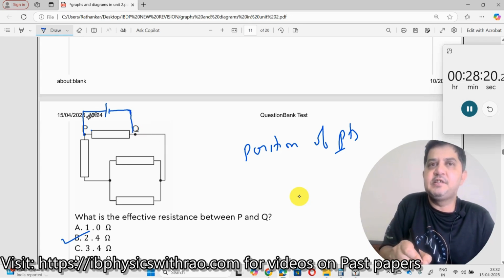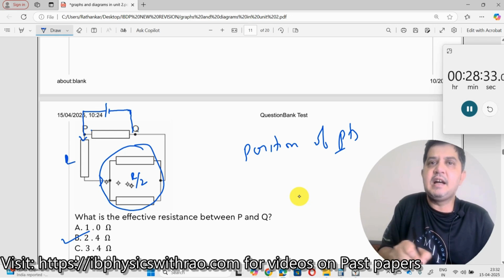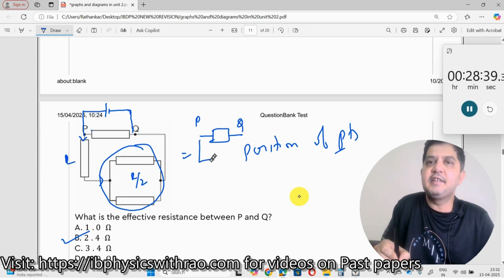So if this is positive, the current will come here. This current comes here. It branches over here. So it's quite easier in this case. So find out what is the effective resistance here. Effective resistance would be R by 2 here. Now this will be R plus R by 2. Now your circuit will look like this over here. This will be your P, this will be your Q, and R plus R by 2 would be 3R by 2. One more resistor.